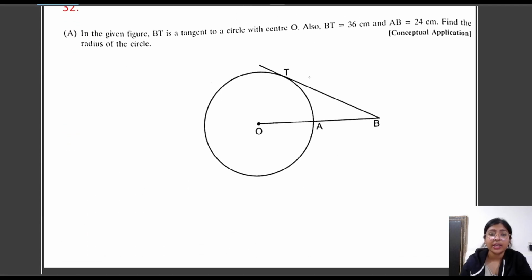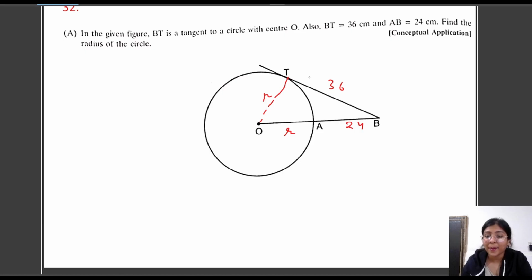Yes, see this question. In the given figure, BT is a tangent to a circle with center O, and the BT length is given as 36. AB length is given as 24. Okay, this is AB. This is again a very important question. And OT is the radius. So OA is also equal to R.